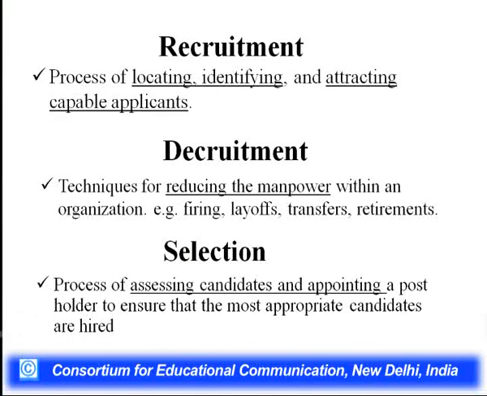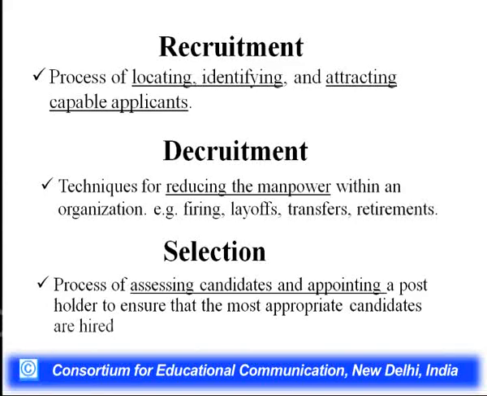The next part is the reversal technique of the recruitment. In this particular case, the excess or the unwanted, or you can say the irrelevant human resources can be reduced through different mechanisms available, such as firing, layoffs, transfers and retirements. The last is the selection.